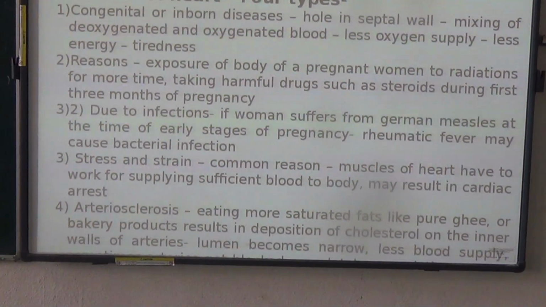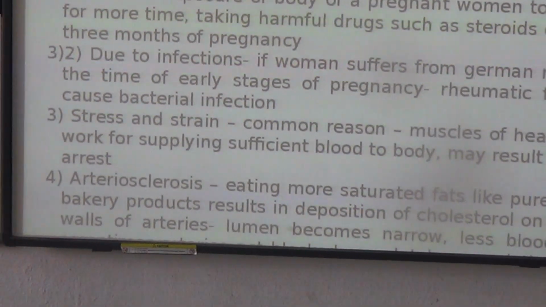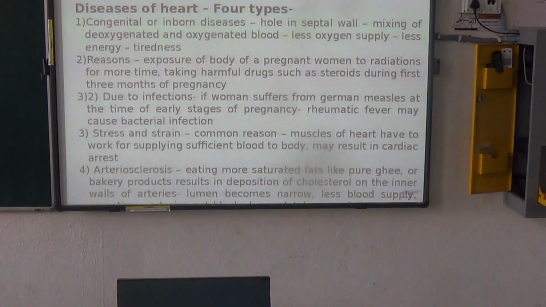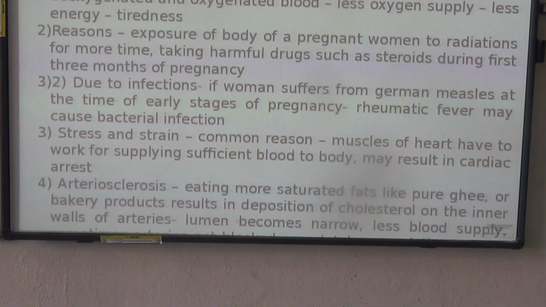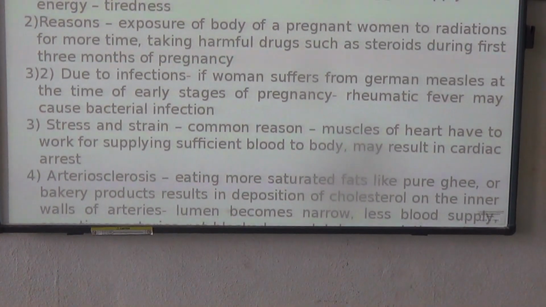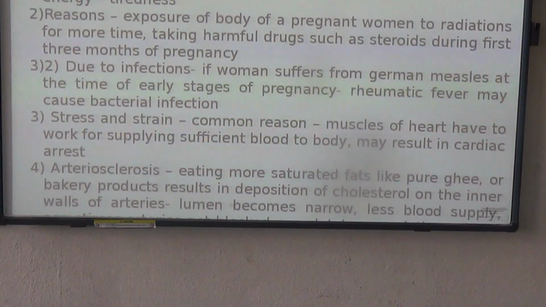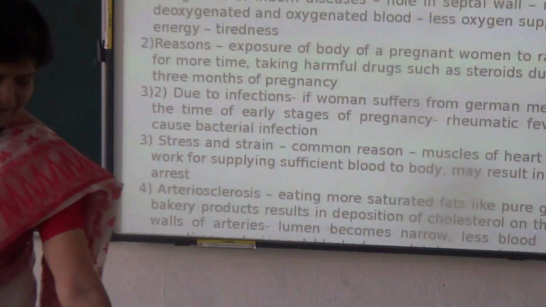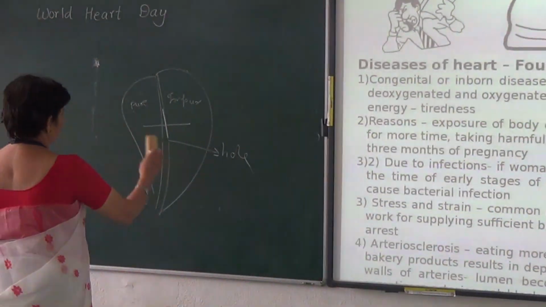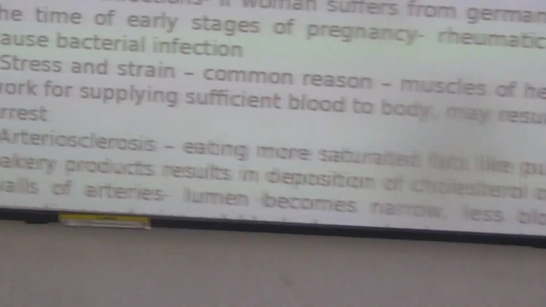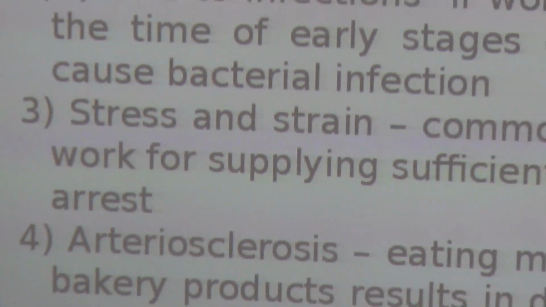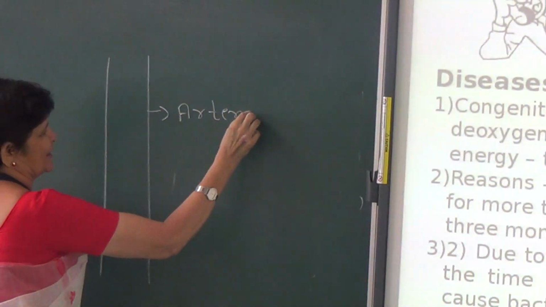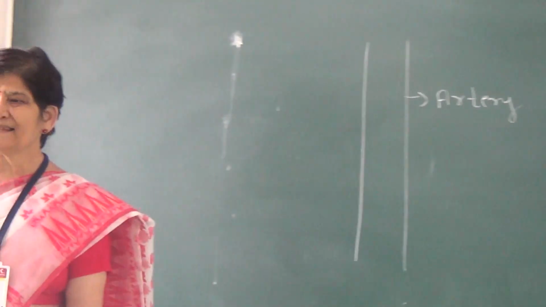Most common, stress or strain. Due to our busy life, there is always stress. Due to that stress, the muscles of the heart, cardiac muscles, become weak and a person may suffer from heart disease. And last one, but nowadays most common, that is arteriosclerosis. This is the artery which supplies pure blood. Sclerosis, that is blockage.